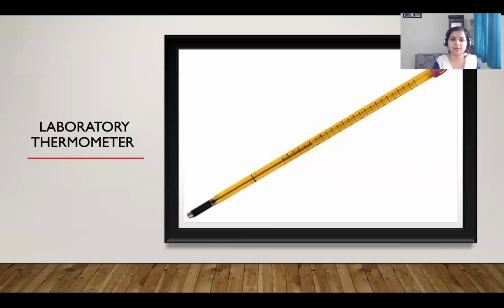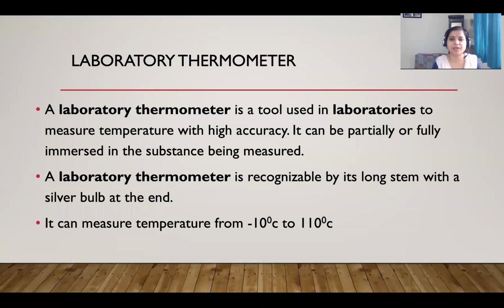Now let's discuss the laboratory thermometer. Here is the picture of the laboratory thermometer. You can see how long it is. A laboratory thermometer is a tool usually used in the laboratory to measure temperature with high accuracy. It can be partially or fully immersed in the substance being measured. You can recognize it very easily as it has a very long stem with a bulb at its end. Understood? And it can measure temperature from minus 10 degrees Celsius to 110 degrees Celsius. That's why it's very long.